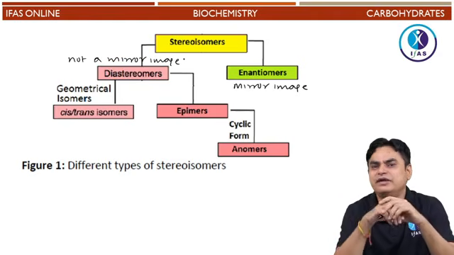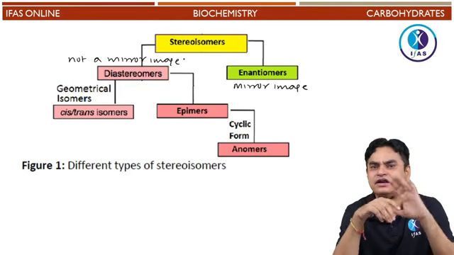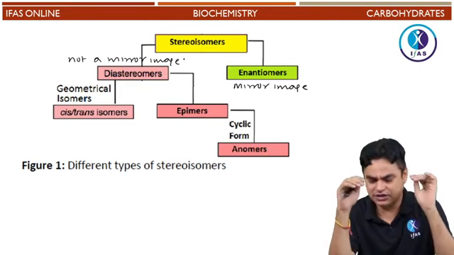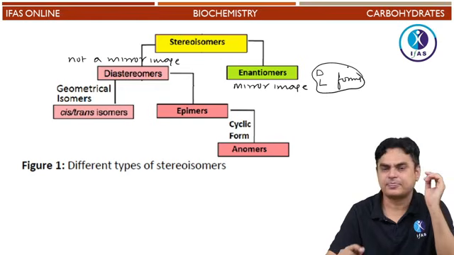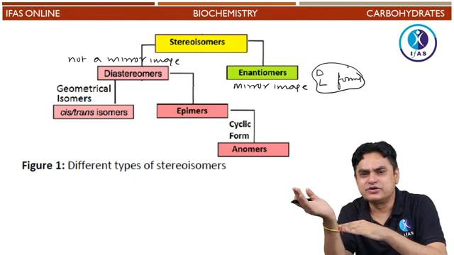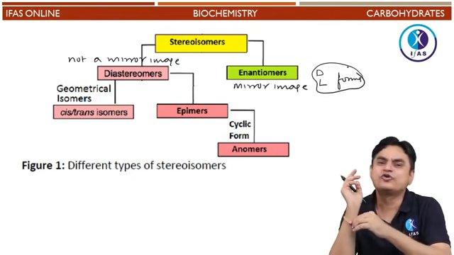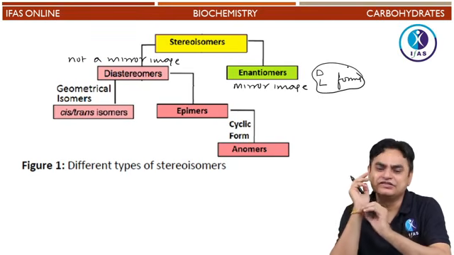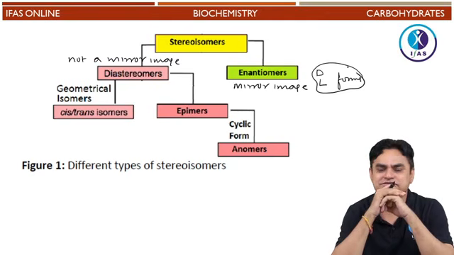Enantiomers have the same name. For example, D-glucose and L-glucose, the name is the same, glucose. D-galactose, L-galactose. These are enantiomers, so they are often designated as DL forms. While D-glucose and D-galactose, or D-galactose and D-mannose, are not mirror images of each other, and if they are not mirror images of each other, they are referred to as diastereoisomers.